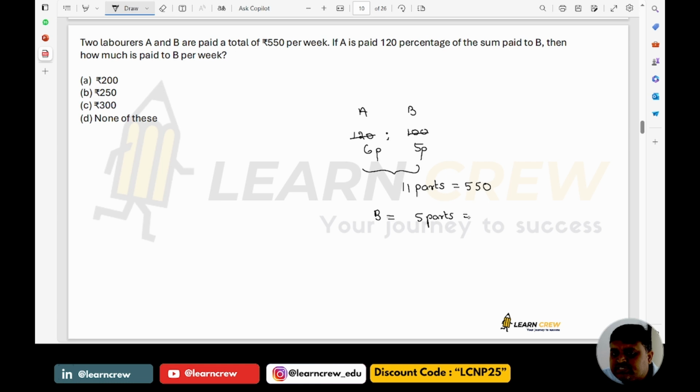So 11 parts is 550. What is the relation here? 11 fives are 55. So 5 fives are 25. There is a 0 beside 55, there is a 0 beside 25, so the value is 250. If you cannot compare horizontally, then do cross multiplication. You will get the answer 250. Next.